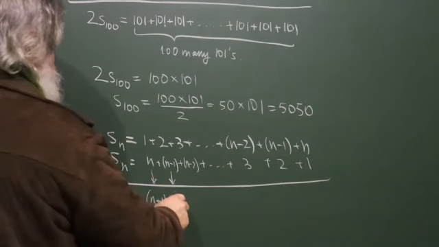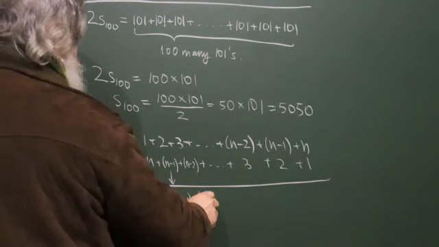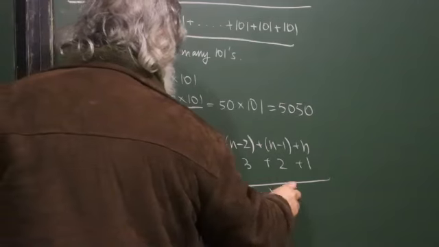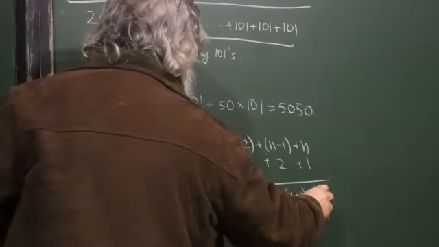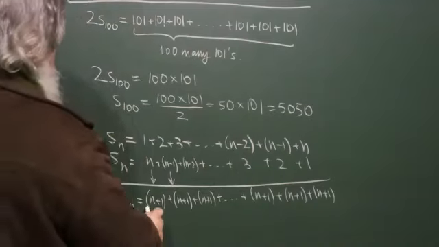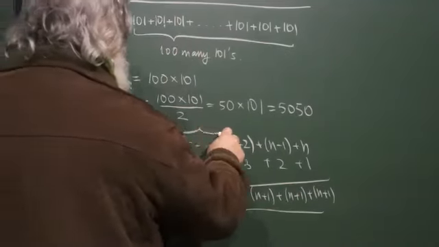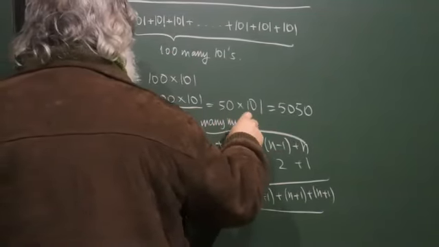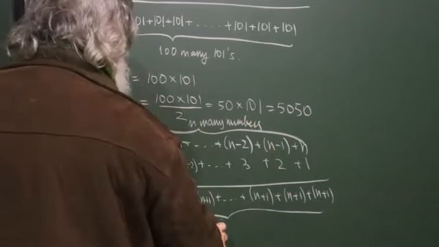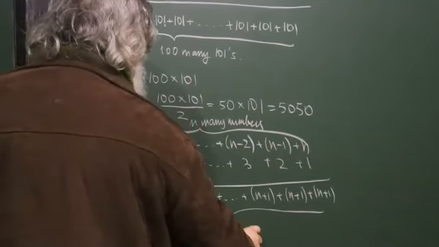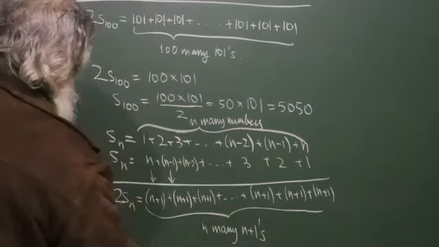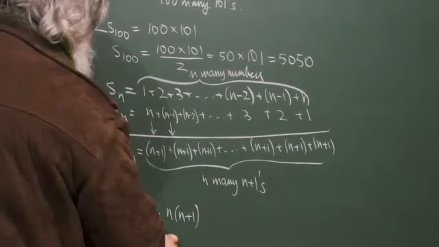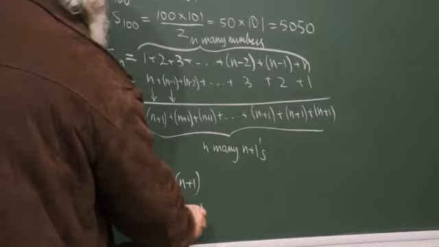Here we get n plus 1 again. Here n plus 1 again. All the way to the end, we're adding n plus 1s. How many of them do we have? Well, the number of numbers that you have here. We have n many numbers. So here we have n many n plus 1s. So 2Sn is equal to n times n plus 1. So Sn is equal to n times n plus 1 over 2.